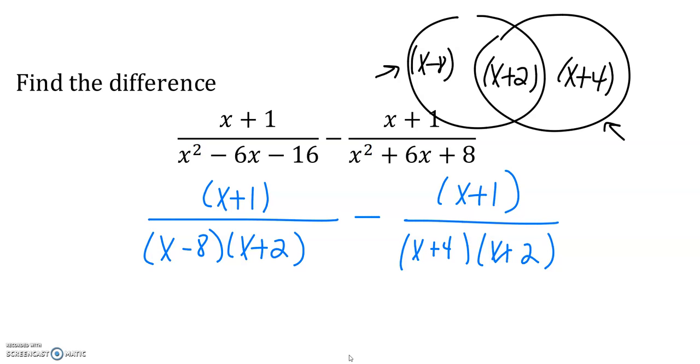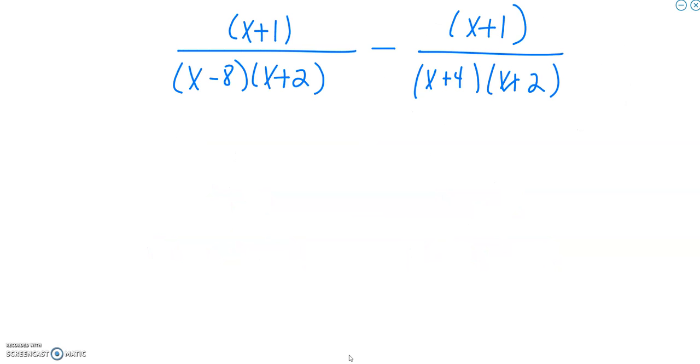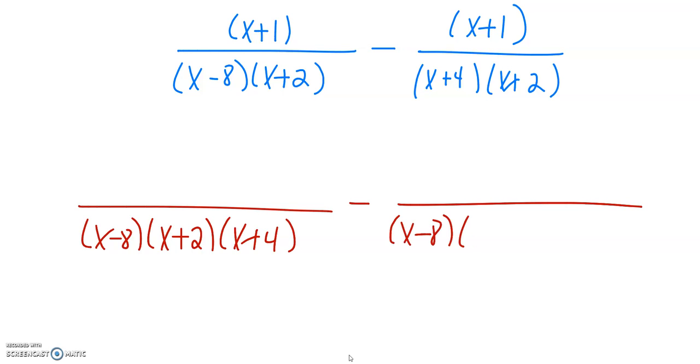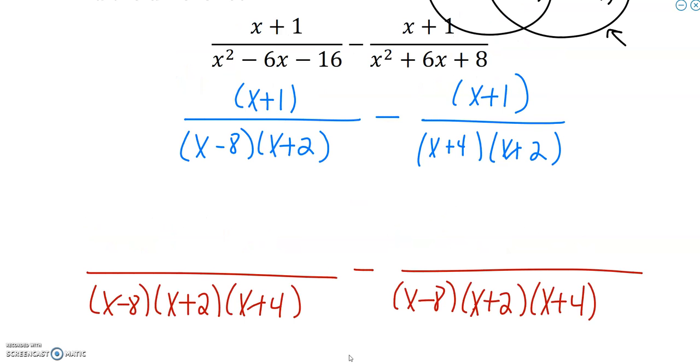So when we want to figure out what our common denominator is, we just multiply all of those factors together. So we're going to end up with our denominator being x minus 8 times x plus 2 times x plus 4 minus, and then our same denominator, x minus 8 times x plus 2 times x plus 4. So then we look at our functions and we say, okay, what is the left one? What's it missing?